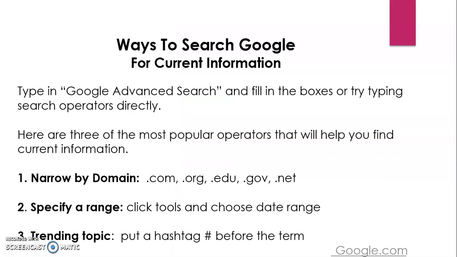There are many different ways to search Google for current information. One way is to simply type in Google Advanced Search to get to the actual Advanced Search page, where you can fill in boxes. Or you can also try typing search operators directly. Three of the most popular for finding current information would be to narrow by domain, specify a time range, and also search by trending topic. We're going to do this now in Google.